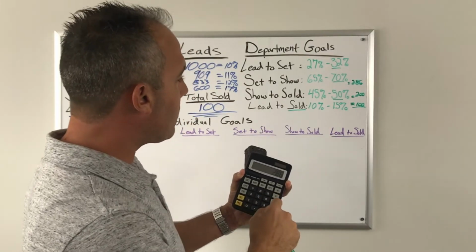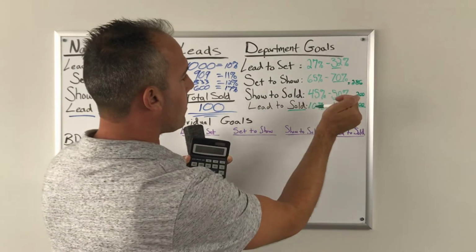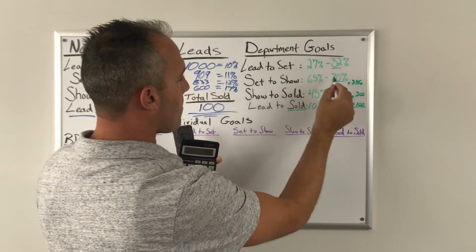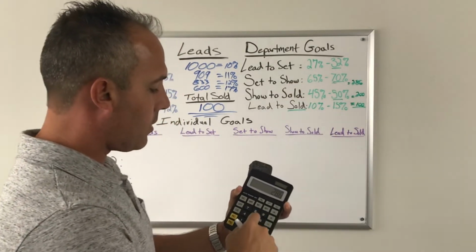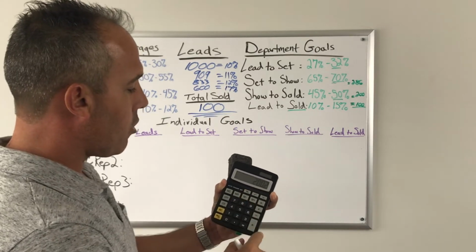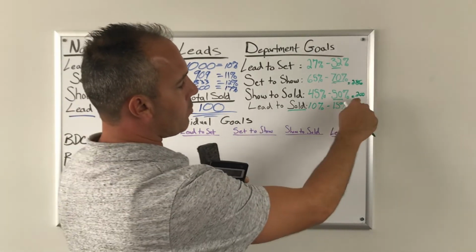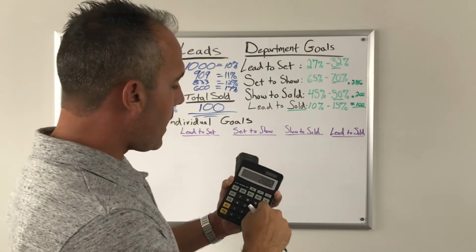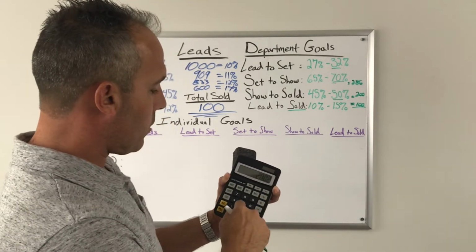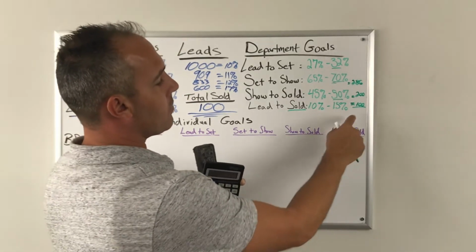So 286, now you're going to have a 70% show ratio on your appointments. These are appointments that are set, 286 times 70% show ratio. That's 200.2 people that show up. And then again, times you have a 50% close ratio, and that's 100 deals that you're closing.